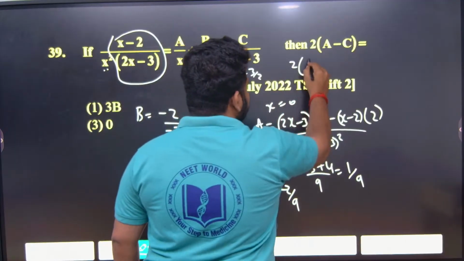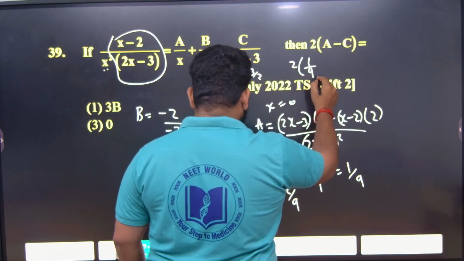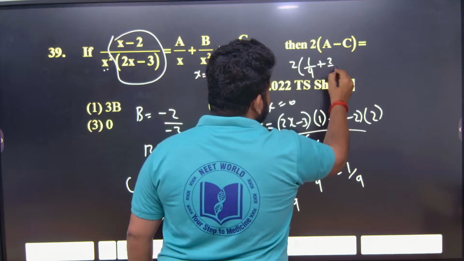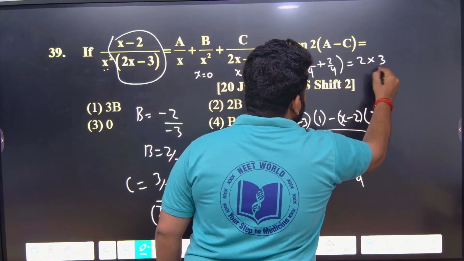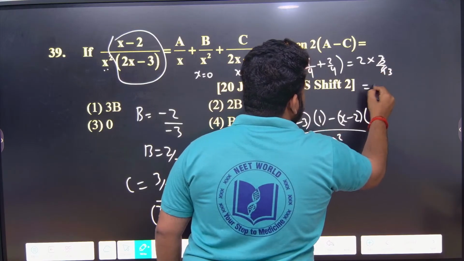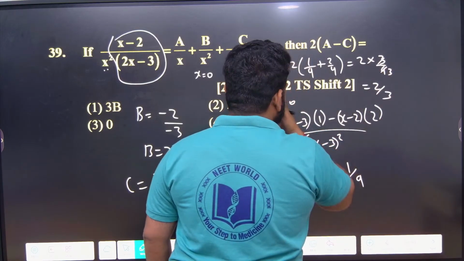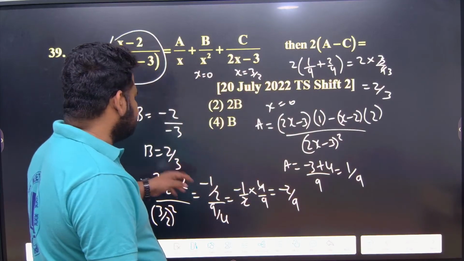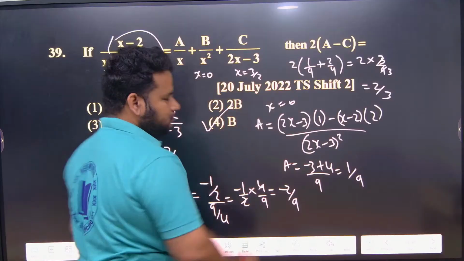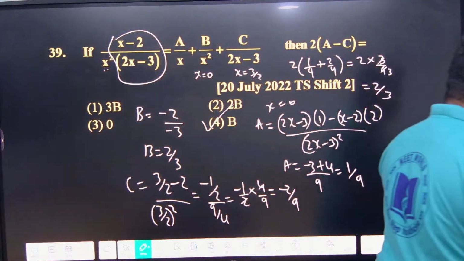Put these values. 2 times 1 by 9, minus of plus 2 by 9, this will become 2 by, what is this? 2 into 3 by 9. 3 ones are 3, 3 nines, I'll get 2 by 3. So the B value we got is 2 by 3. 2 by 3 is nothing but B. That is the fourth option. Clear, friends? Now it's clear and audible.